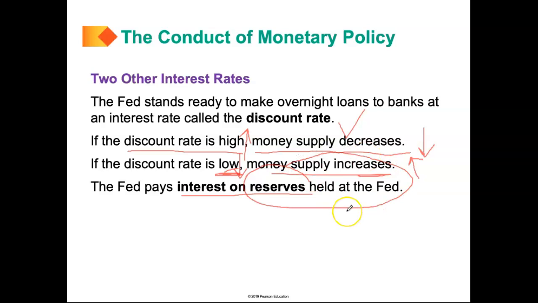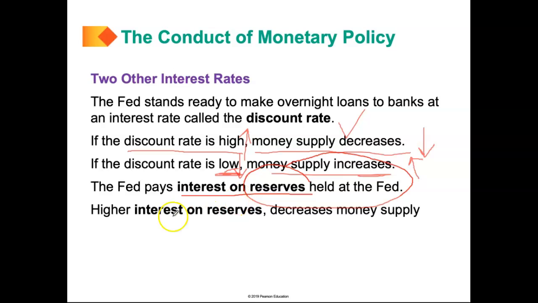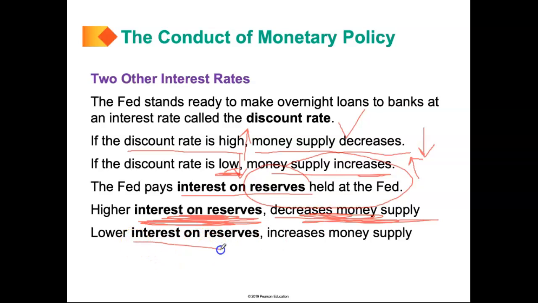Now, if the Federal Reserve decides to give higher interest on reserves, banks will keep a lot of their money at the Federal Reserve, and hence they'll have less money to create for the public. So that would decrease the money supply. On the other hand, if the Federal Reserve has low interest on reserves, the banks have no incentive to keep money at the Federal Reserve, and they loan their money out, increasing the money supply in the economy. Okay, so you need to know all these key relationships. They're very important to understand how monetary policy goes on.